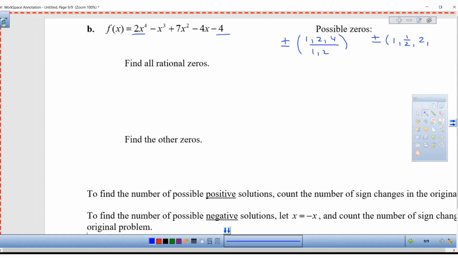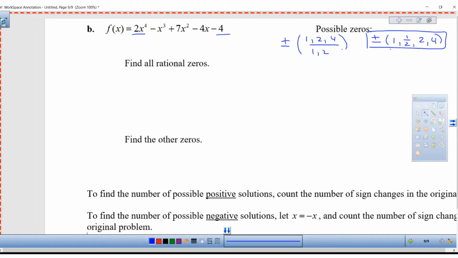I've already got that down. 4 over 1 is a 4. And 4 over 2 is a 2. So box that. Make sure you box something, or else I don't know which one you're telling me is right. Okay? Now, a lot of times Weber State will do the fractions. So I'm going to test 1/2.